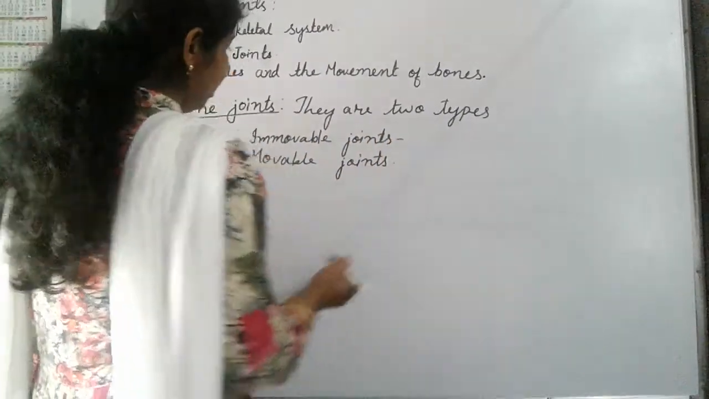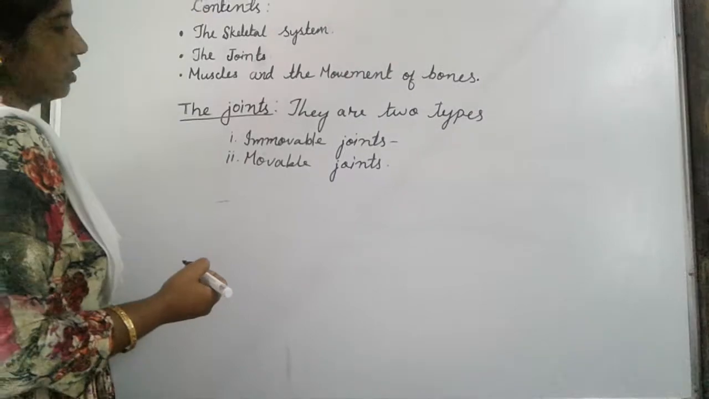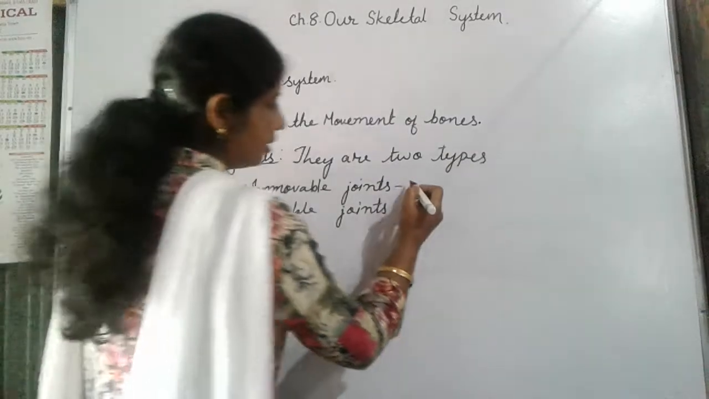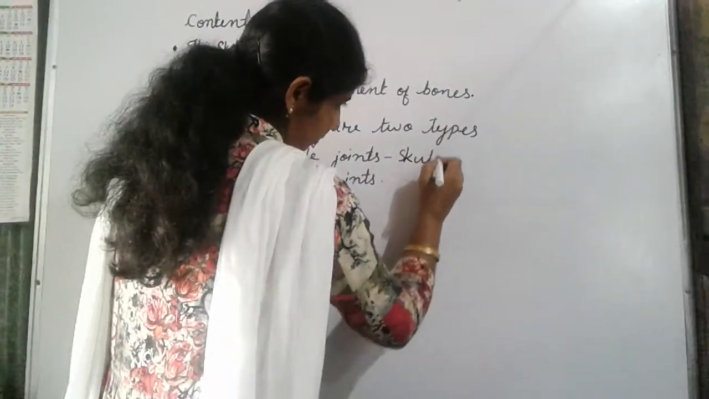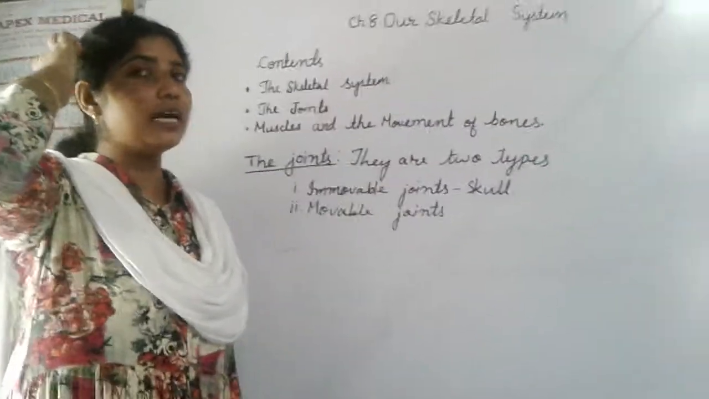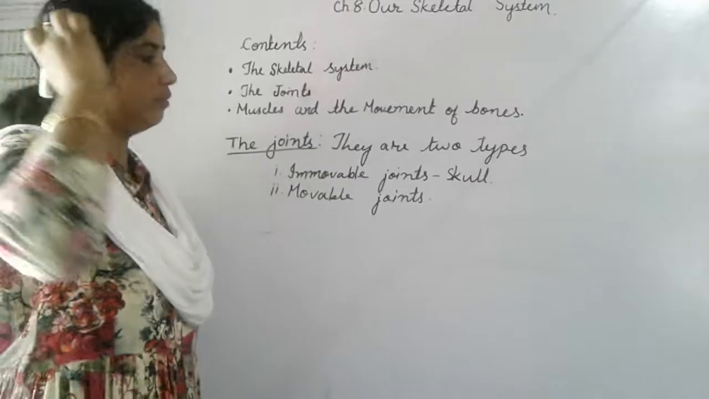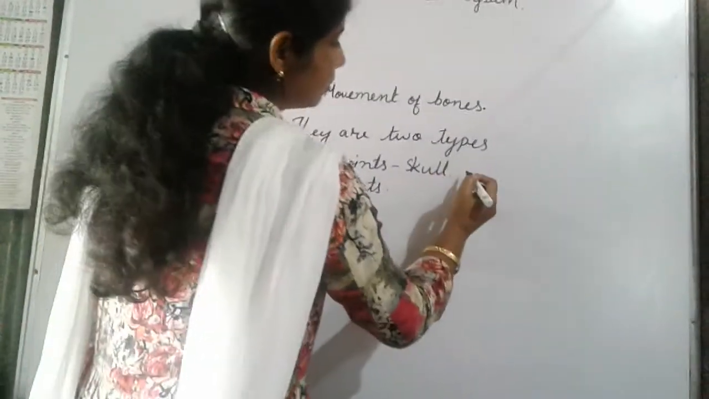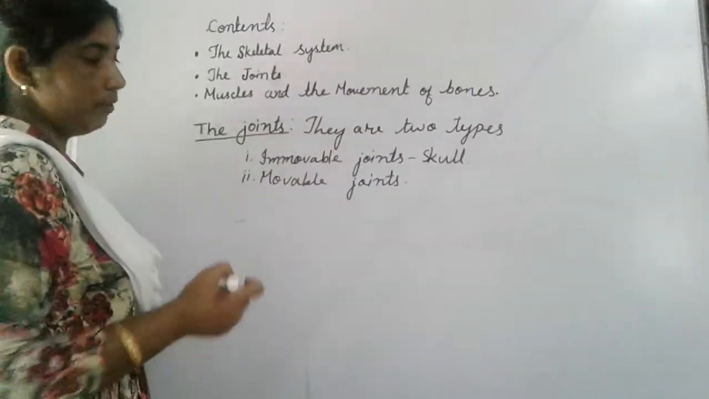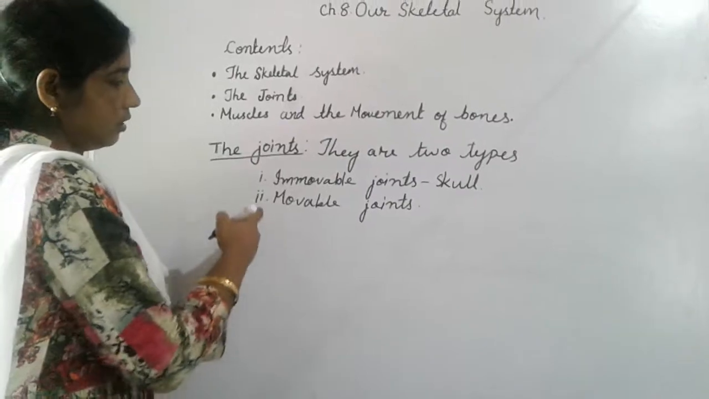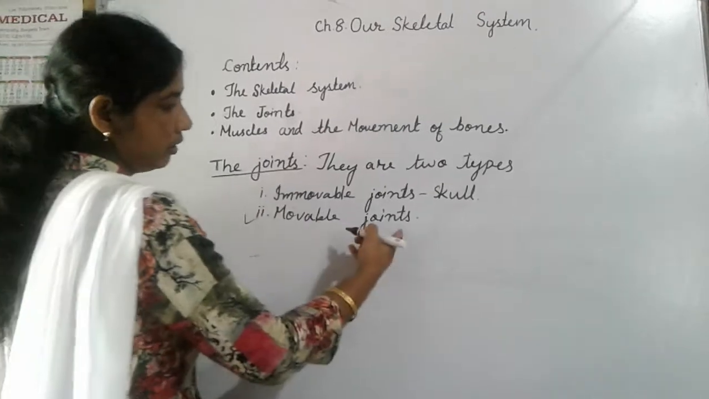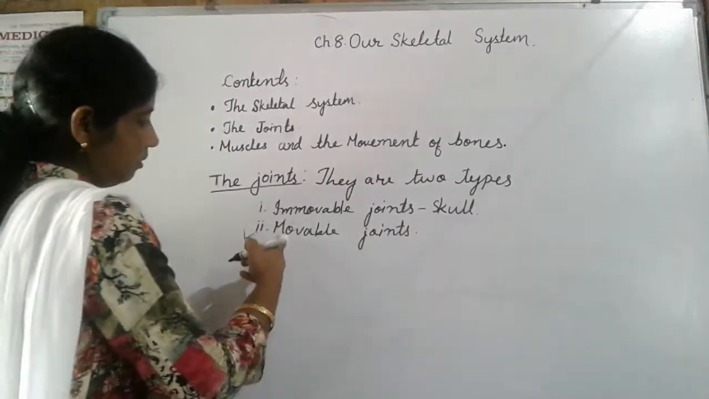So, what are immovable joints? Immovable joints are the joints that do not allow any movement. They are present in our skull. In our skull, the joints are fixed. They do not move, so these immovable joints are also called fixed joints. Remember, these immovable joints are not given in your book yet. For your better understanding, I mentioned them here. In your book only movable joints are explained.